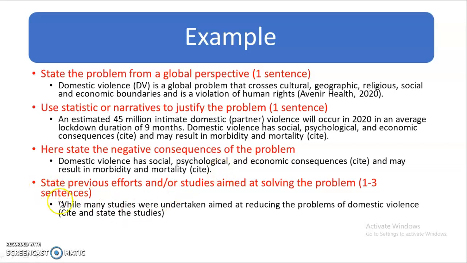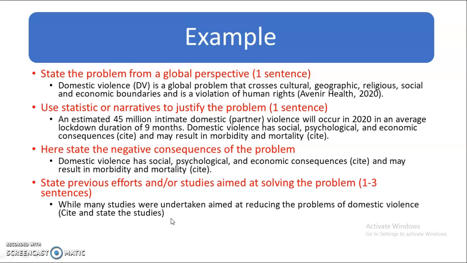Then in the narrative, you state the efforts and the write-ups of previous studies aimed at solving this problem. You do this in 1, 2, or 3 sentences. So you say, while there are many studies undertaken to reduce the problem of domestic violence, you cite and state the studies. This problem is still evident, and you try to show why it still persists.